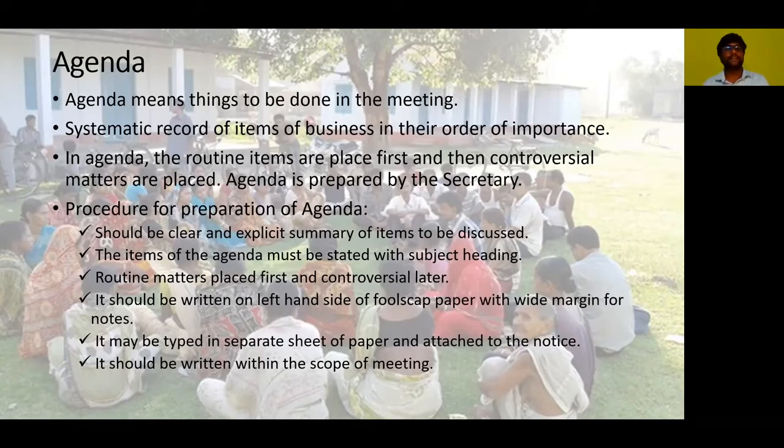Next, it should be written on the left hand side of foolscap paper with a wide margin for notes, so that if we want to make notes for any of the headings, we can write them corresponding to it. Next, it must be typed on a separate sheet of paper and attached to the notice. So it should be separate from the notice.